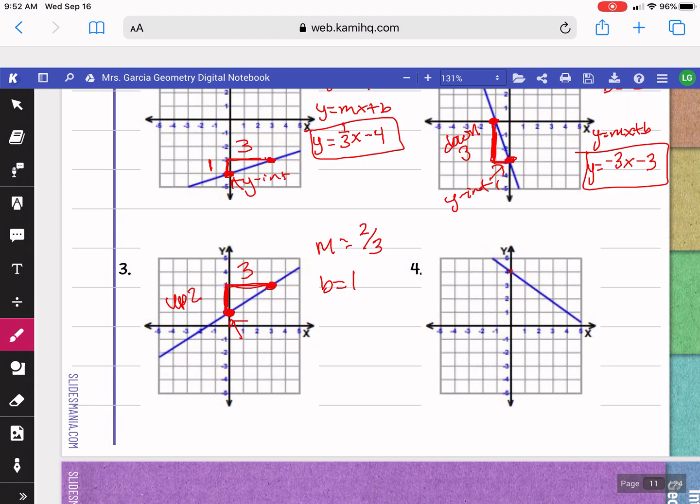So now we write our equation. Y equals, the slope 2/3 goes in front of the x, and the y-intercept is positive 1, so we write plus 1.